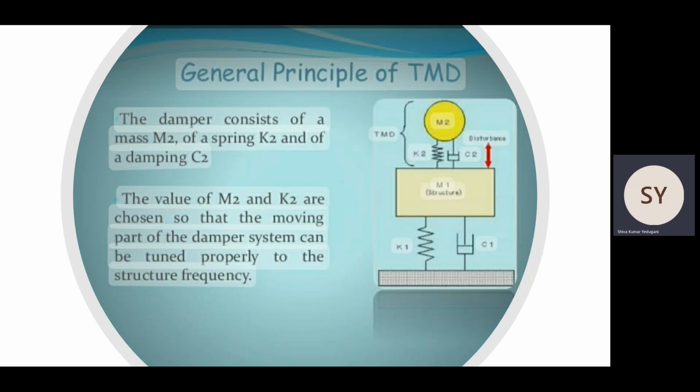Then coming to the general principle of the tuned mass damper. The damper consists of a mass M2 and a spring K2 with damping constant C2. Then the values of M2 and K2 are chosen so that the moving part of the damper can be tuned properly to the structure frequency. There is a free body diagram of TMD.